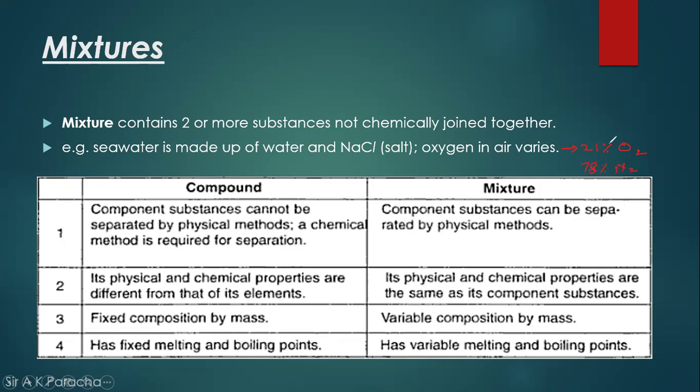So 21 plus 78, it's 99. So 1% is left. Out of that 1%, 0.04% is carbon dioxide. So it is carbon dioxide and other gases. Majorly, these other gases are noble gases. They don't react. They are not reactive gases. Or maybe if there is something which is very reactive, then it will be a pollutant.